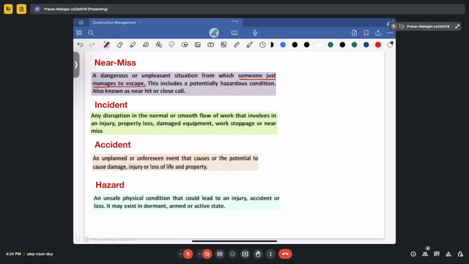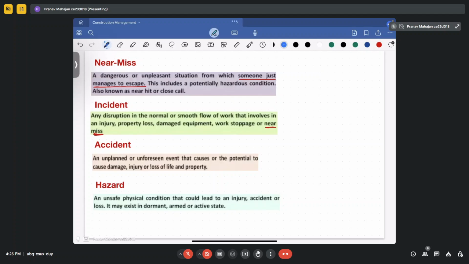Next is, what is an incident? Any disruption in the normal or smooth flow of work that involves an injury, property loss, damaged equipment, work stoppage, or near miss, each and every occurrence is considered to be an incident. Even a near miss is considered to be an incident. You can see a near miss is also an incident. Any non-regular activity happening at the site, we consider to be an incident.